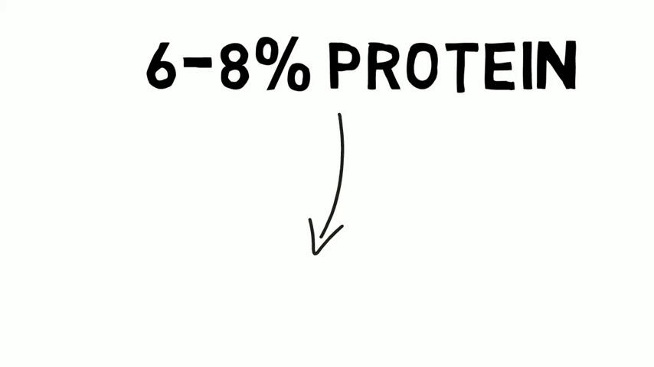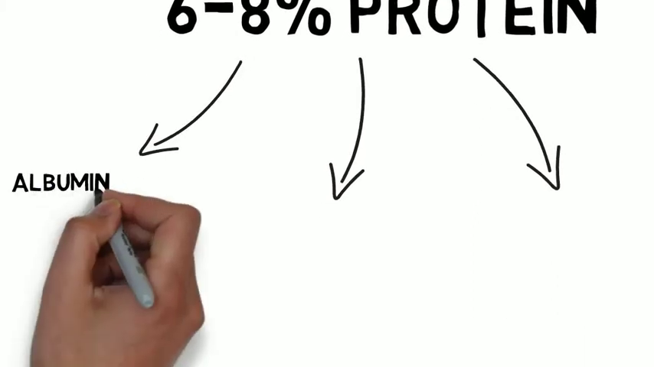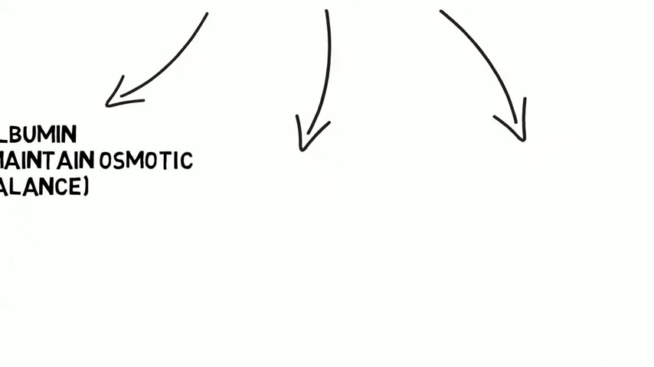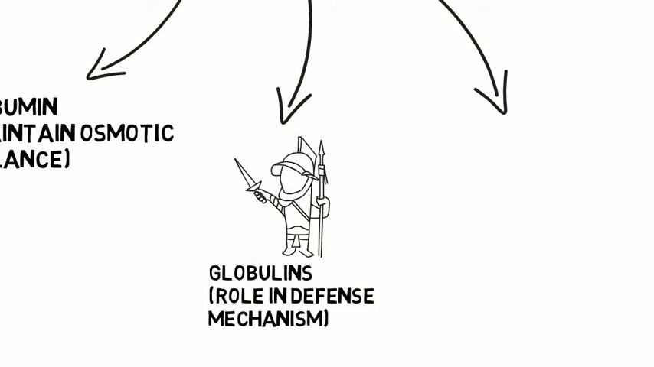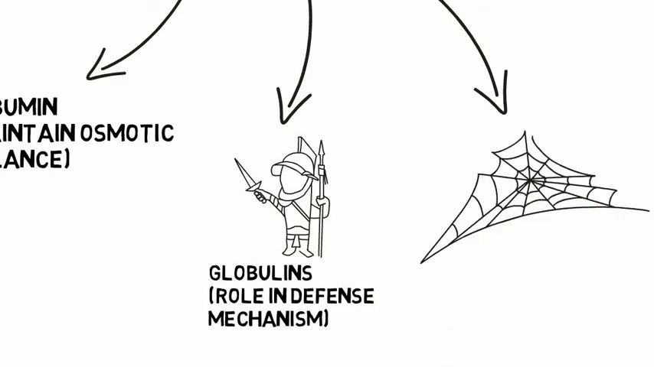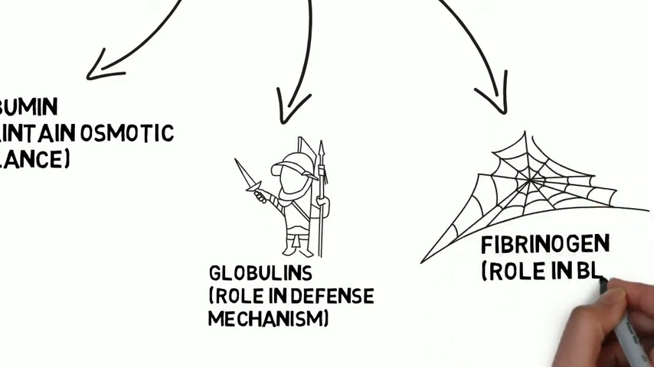Now this 6 to 8% protein is divided into three parts: globulin, albumin and fibrinogen. Albumin maintains osmotic balance; globulin has a role in defense mechanism; and fibrinogen has a role in blood clotting.